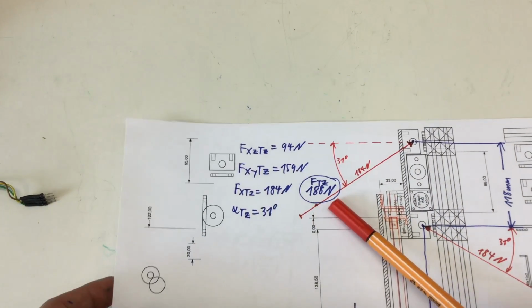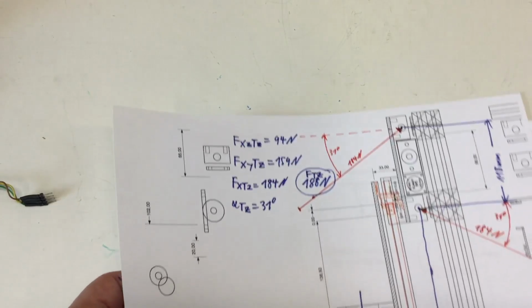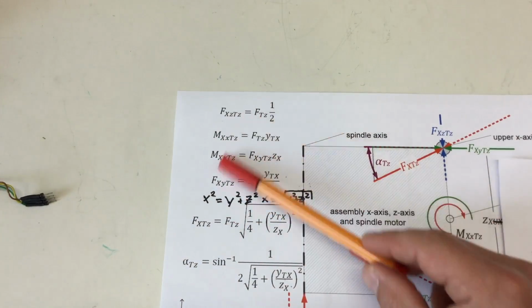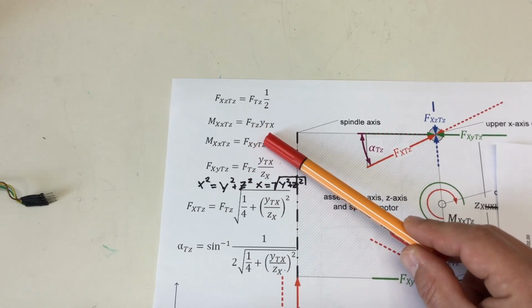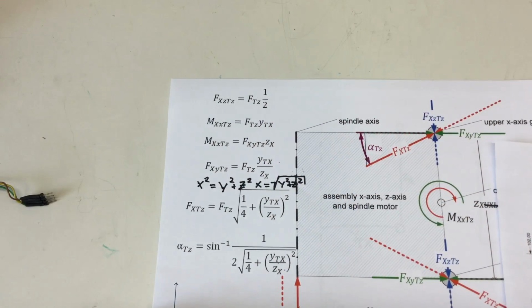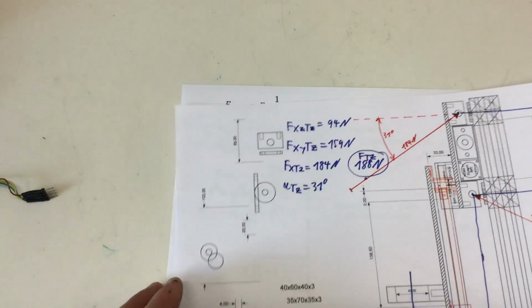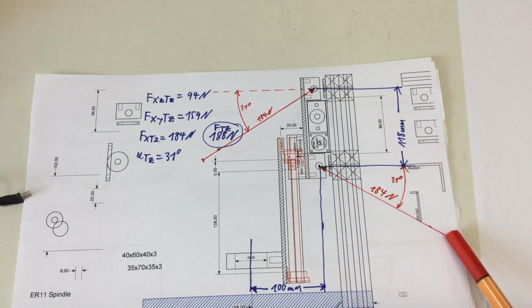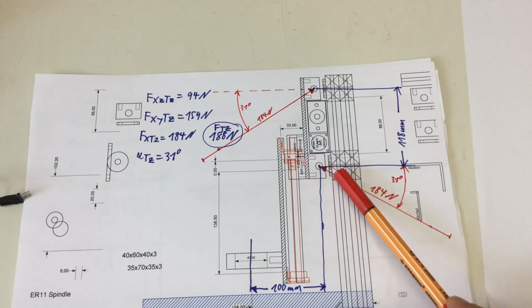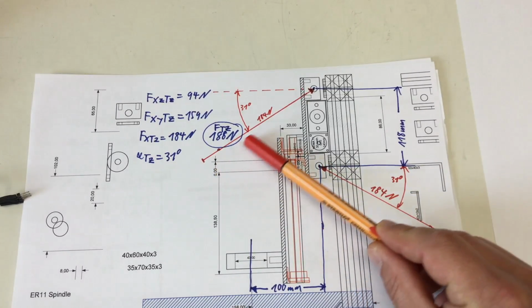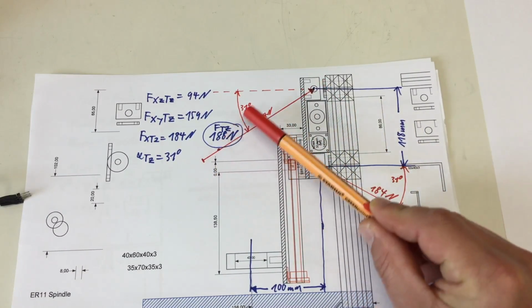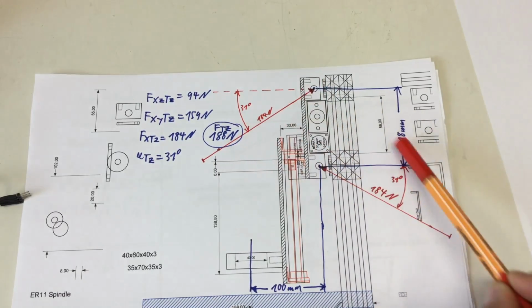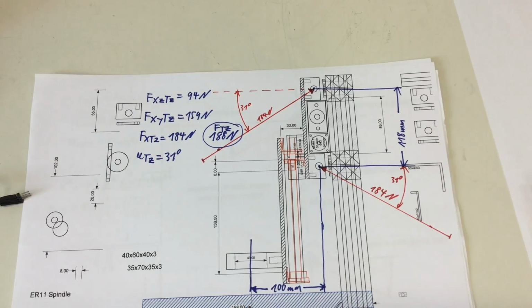So I can now put these numbers into these formulas. Simply take a calculator, and then I get resulting forces of 184 newtons on my bearings at an angle of 31 degrees. That's simple.